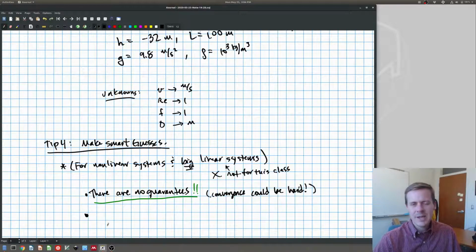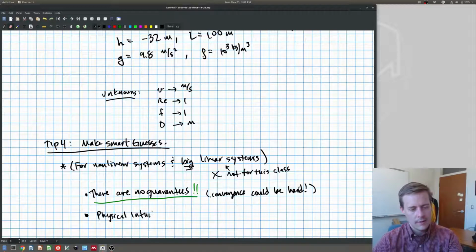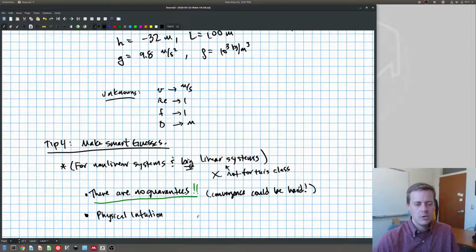But that's not a tip for obtaining a guess. That's just sort of a warning at the beginning. So the first thing I'll say as a good guess is use some physical intuition. You're an engineer after all, or an engineer in training. It's a good idea to start developing your physical intuition.